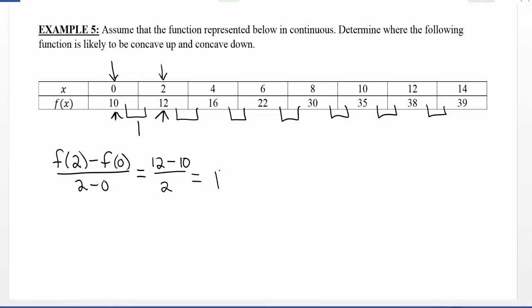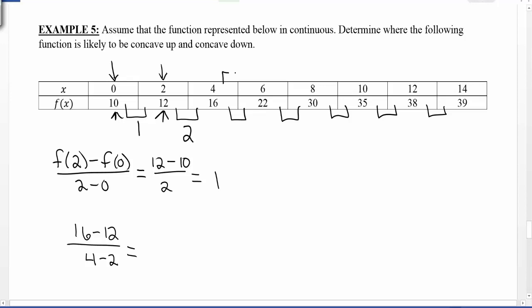Since we're doing change in y over change in x, we can do this a little more quickly as we move down the table. So when we consider what's happening between 2 and 4, we can look at the change in y as 16 minus 12 divided by 4 minus 2. 16 minus 12 is going to give us 4. 4 divided by 2 is going to give me 2. If I do the change in y over change in x between 4 and 6, I will do 22 minus 16 divided by 6 minus 4. That's going to give me a value of 3.